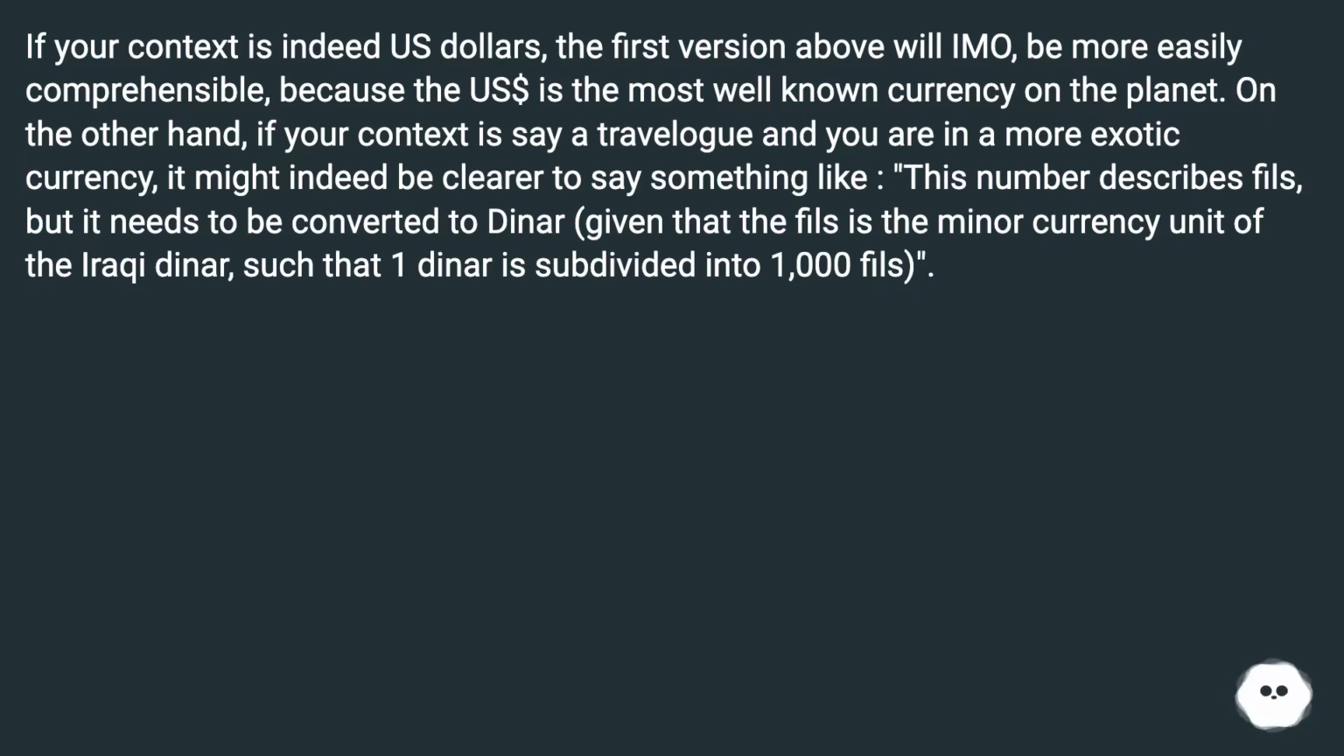On the other hand, if your context is say a travelogue and you are in a more exotic currency, it might indeed be clearer to say something like, this number describes fils, but it needs to be converted to dinar, given that the fils is the minor currency unit of the Iraqi dinar, such that 1 dinar is subdivided into 1,000 fils.